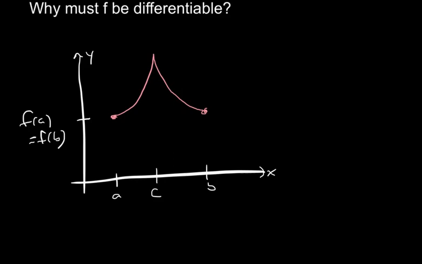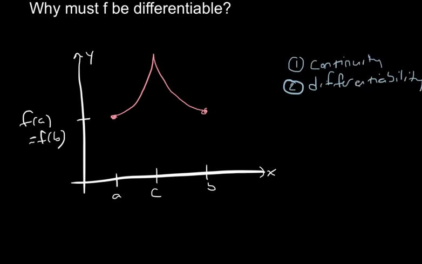So it's important to remember that for Rolle's theorem to apply, that is for us to have a place where the derivative is equal to 0 on the interval, we must have continuity, we must have differentiability, and we must have two equal function values.